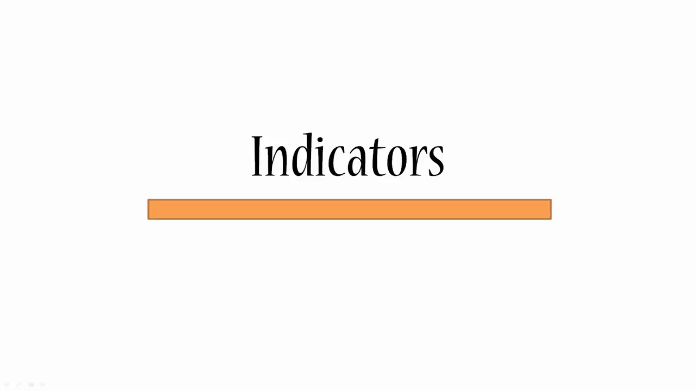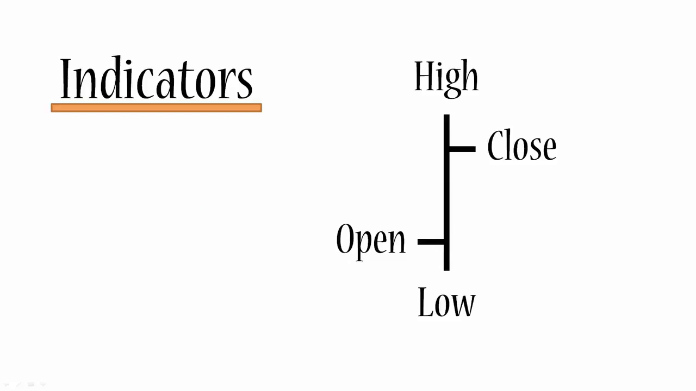Today I've prepared a really exciting tutorial for you. We're going to be talking about indicators. So let's jump straight into it. As you can remember, we talked about that the price has four main elements: the high, the low, the open, and the close. So indicators are basically aggregators of these values.